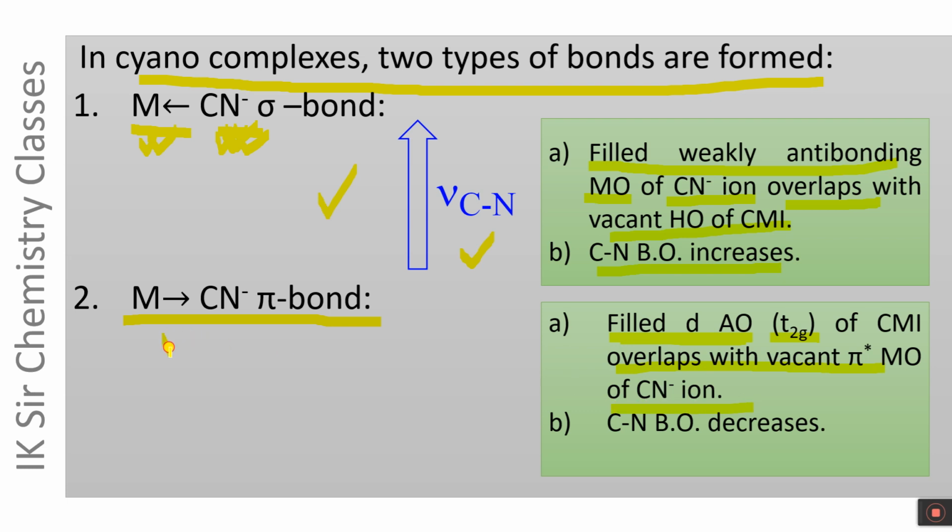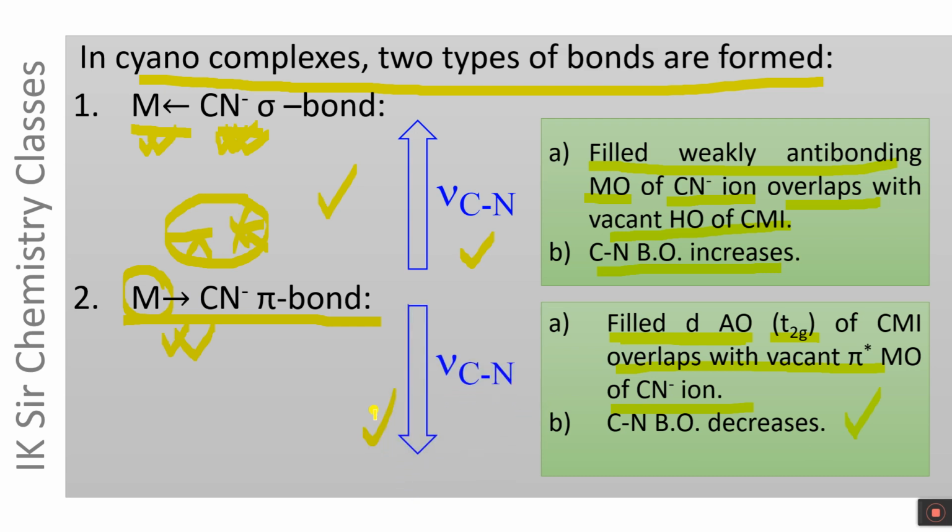During the formation of the metal to CN⁻ pi bond, the filled d atomic orbital of the t2g set overlaps with the vacant pi star MO of the CN⁻ ion. As a result, electron density in the pi star MO of the CN⁻ ion increases and the CN bond order decreases. Consequently, the CN stretching frequency also decreases.